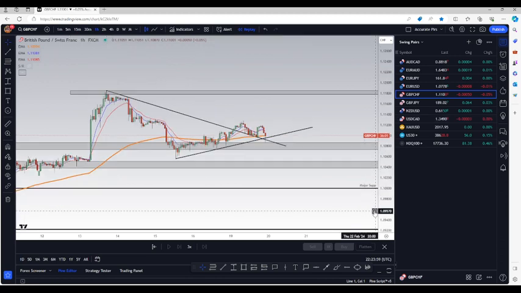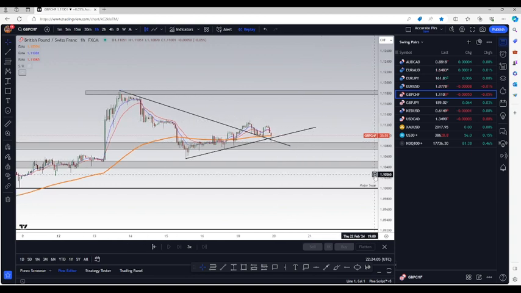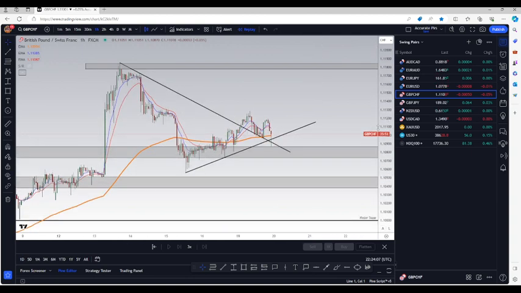GBP CHF, yeah, cool. I'll check this in the morning for the London session to see if I can get in for a buy, but right now I don't really want to force any trade setup on it. But if price definitely comes back down to this support level and we get some reversal patterns, then yeah, we're going in for a buy on GBP CHF.